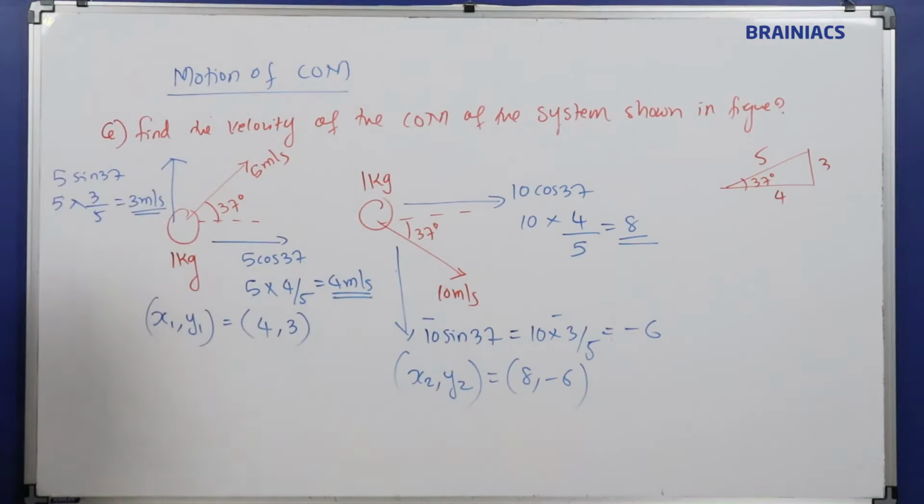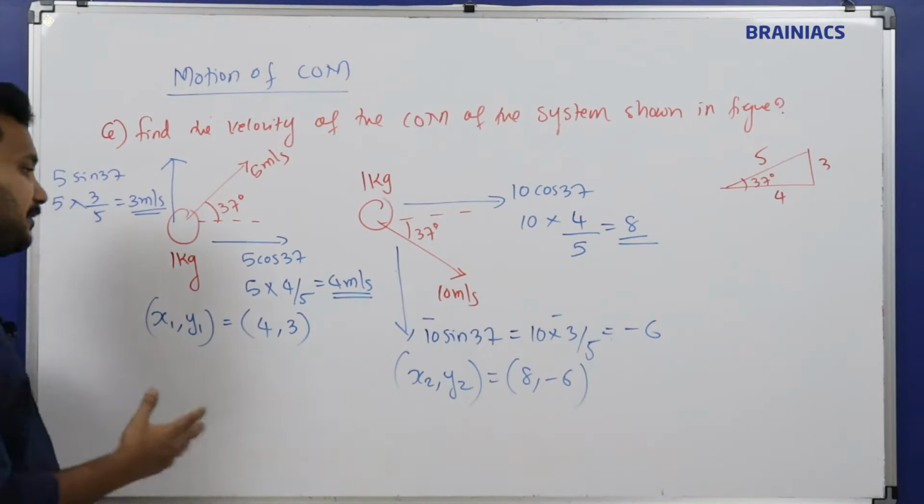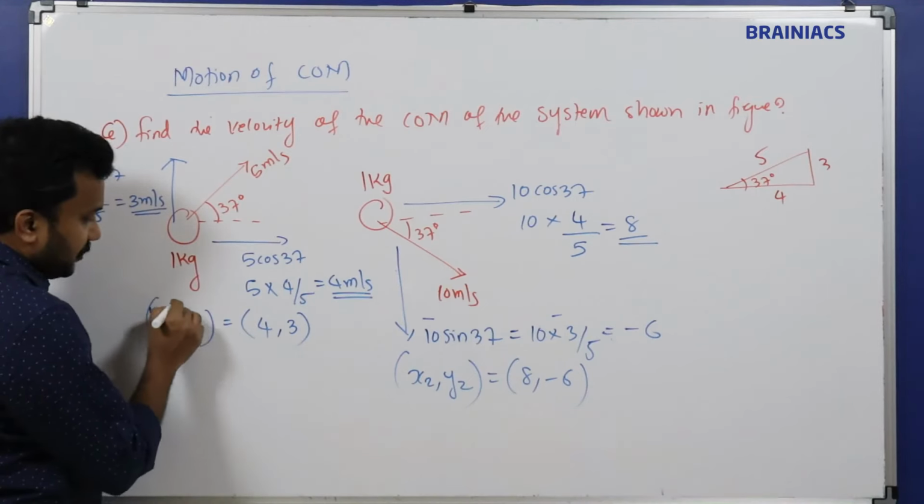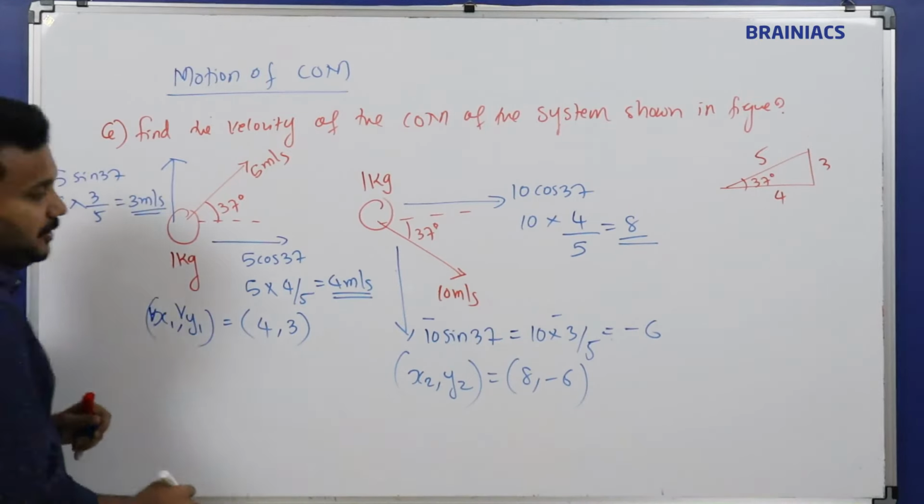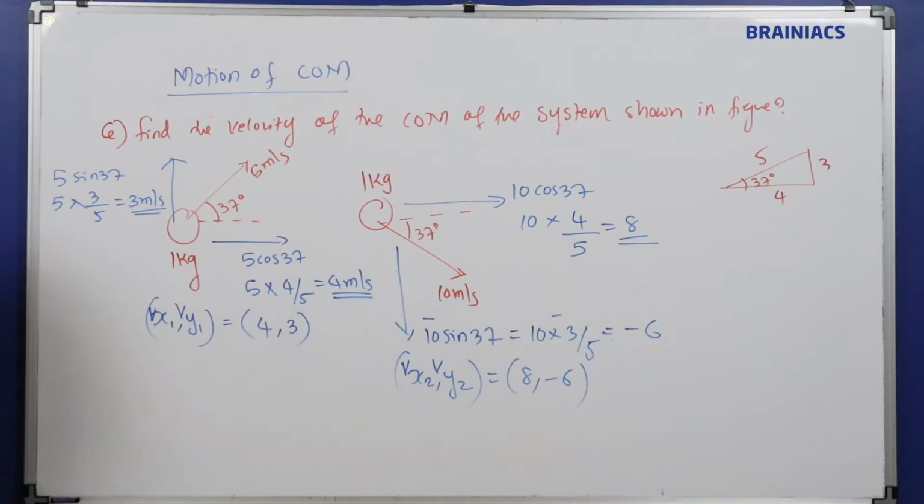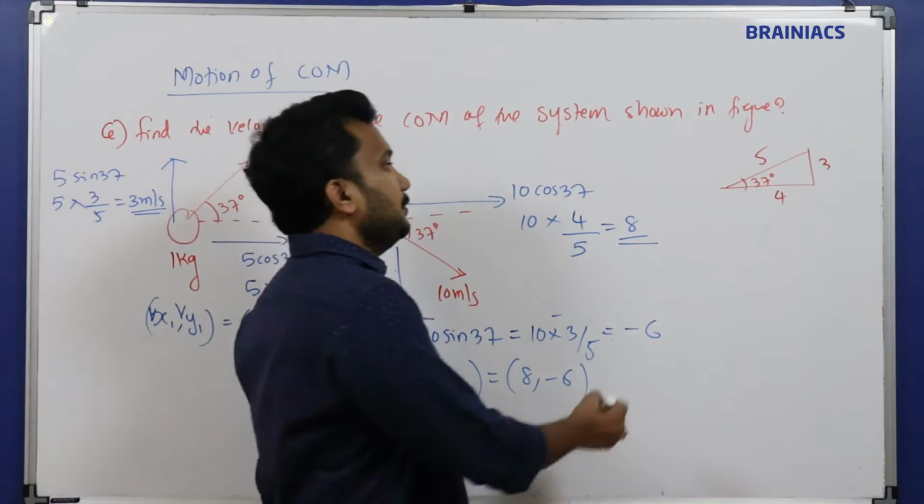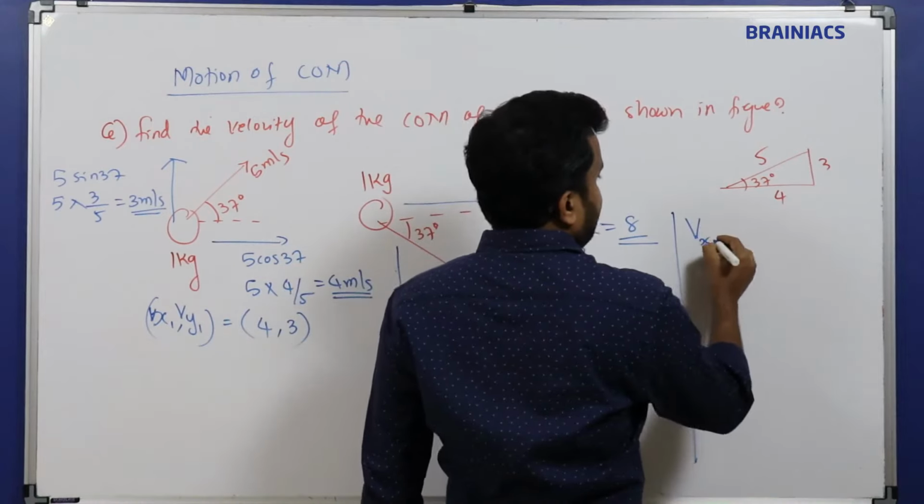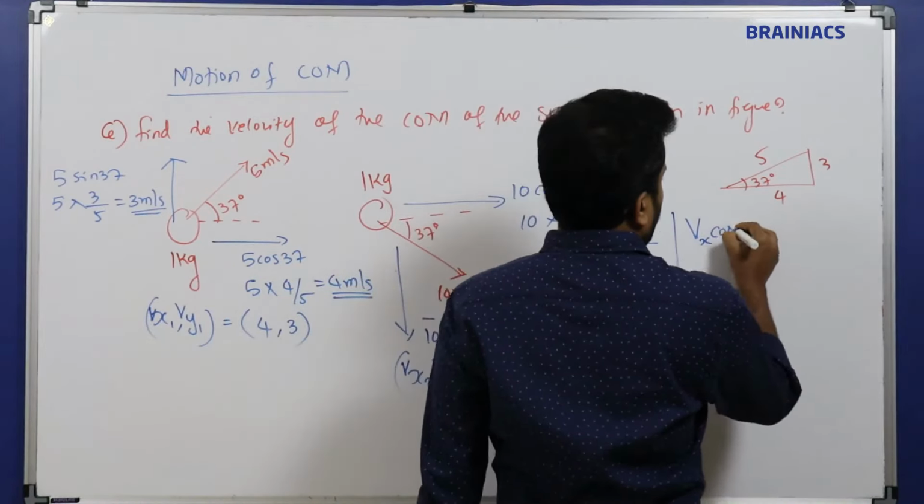So now we have x1 y1 and x2 y2, and the formulas will be here. I can say this is the velocity in the x direction, vx1 and vy1, and I can say vx2 and vy2. Okay, so let's consider these two bodies as a system, and we have to find out the velocity in the x direction for the center of mass.